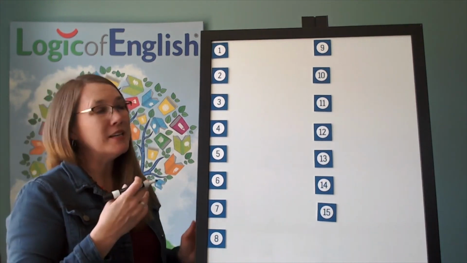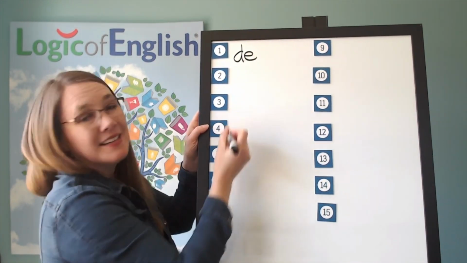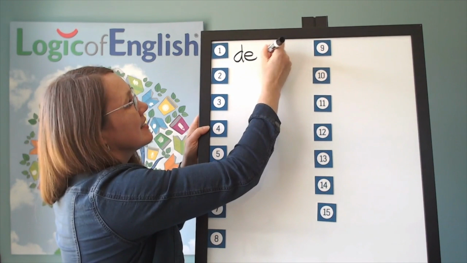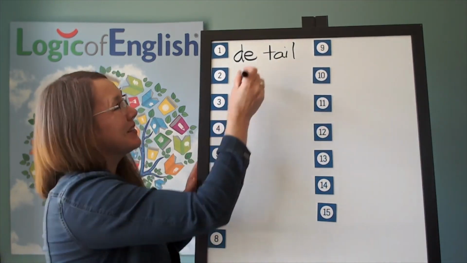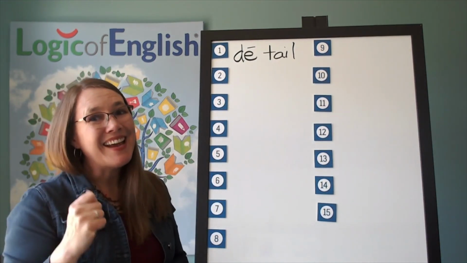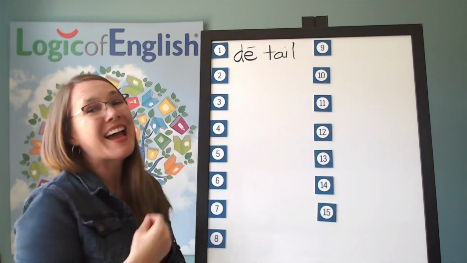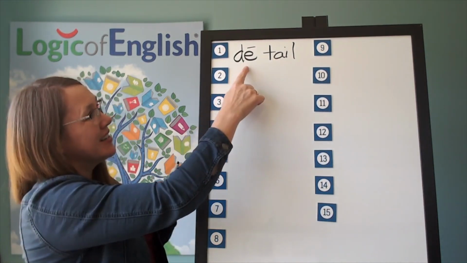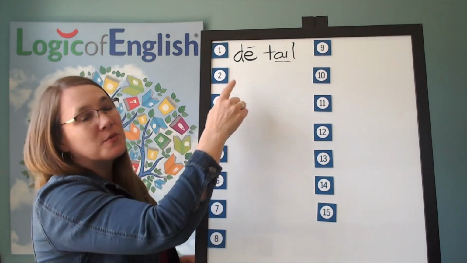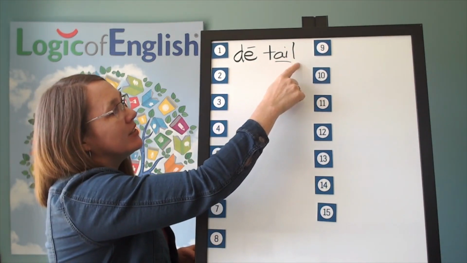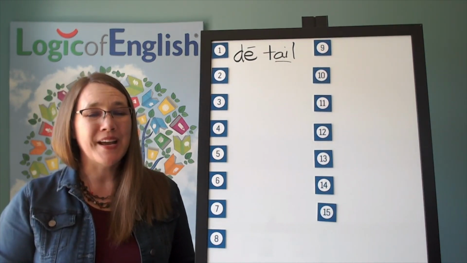Excellent. Now help me to write it. The first syllable is d, d-e. The second syllable is tail, t-a, ul. And how will we mark it? We'll put a line over the e. Why? A, e, o, u usually say their long sounds at the end of the syllable. Here it is at the end of the syllable. And we'll underline the a. Let's read it. D-e-t-a-l, detail.